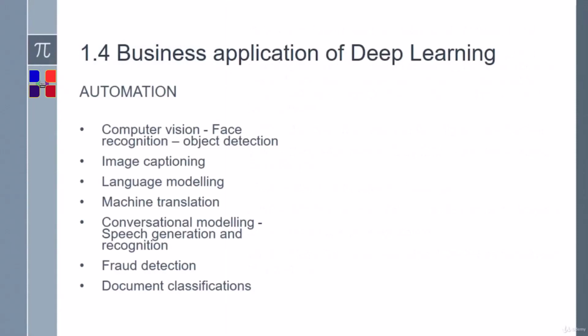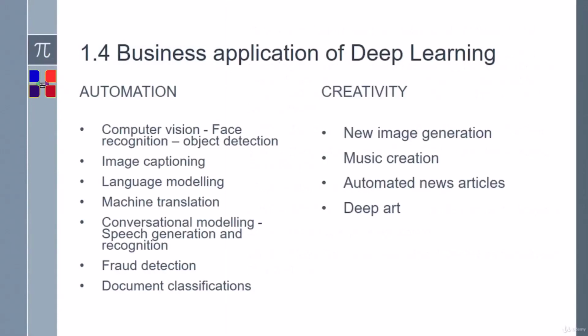Okay. Now briefly about the application of deep learning in real life. There are two broad applications. One is in the area of automation. Automation is typically whatever work a human can do, a machine can do better, faster, and things like that, right? This is where something like image recognition, which even humans can do, but machines can probably do faster. So automating the work that humans were doing, and all these like image captioning, language modeling, machine translation, fraud detection, document classification, all these are examples of automation.